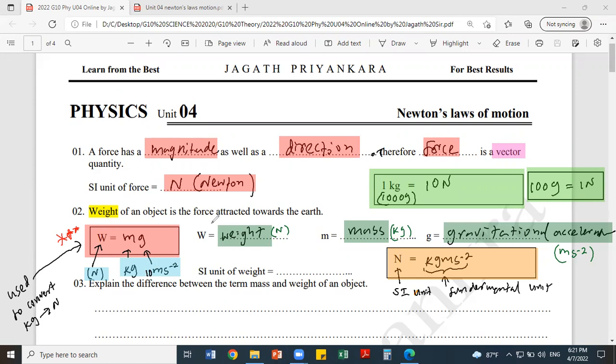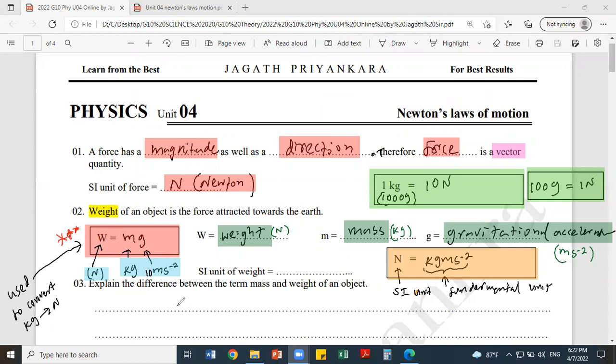Right. Then next one, what is the difference between the term mass and the weight of an object? Mass is the total quantity of matter in an object or a body, and it is a non-vector quantity. It has no definite direction, and it is measured in kilogram. But weight is a vector. It is measured in Newton, and weight is due to the gravitational attraction of the earth.